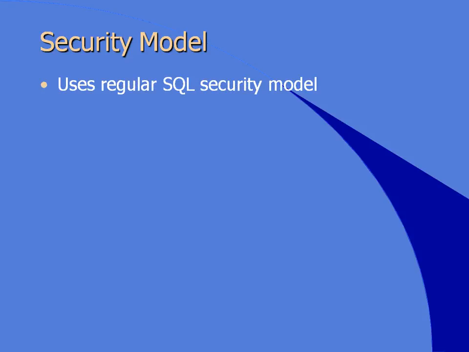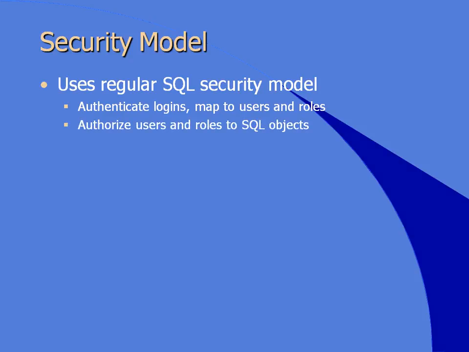The security model in SQL Azure really isn't that much different from the security model that you know and love in on-premise SQL Server. It uses the regular SQL Server security model. It allows you to authenticate logins and map users to roles, and allows you to authorize users and roles to SQL objects.